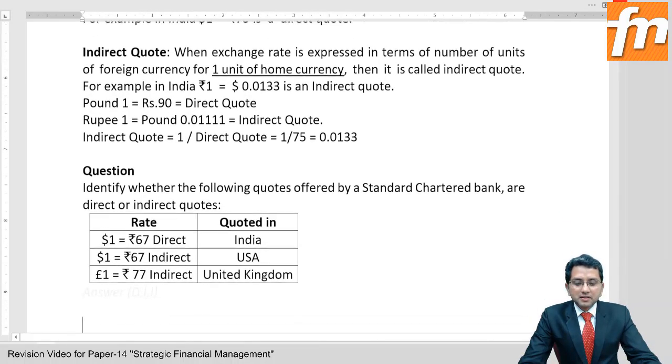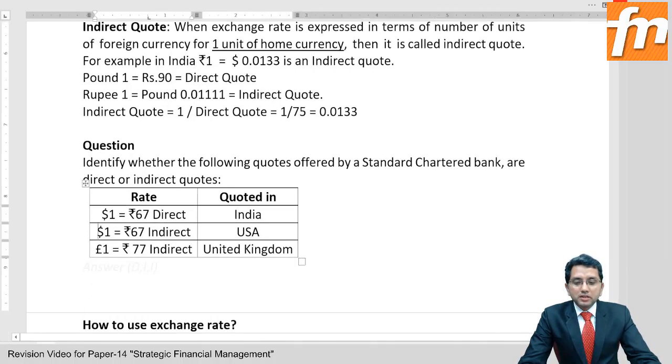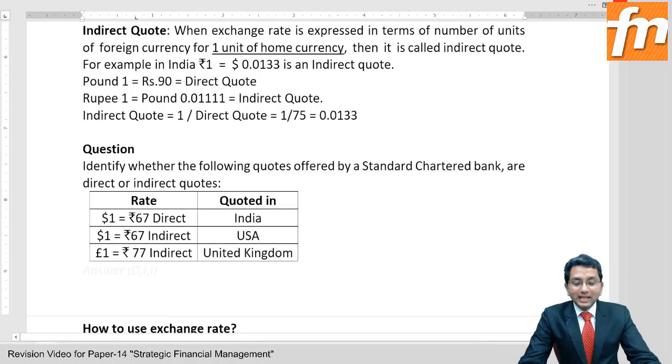In further discussion, we will not bother much about the direct and indirect quote. Even if the direct quote is given, we will use it. Even if the indirect quote is given, we will use it. And we will never try to convert direct into indirect or indirect into direct.